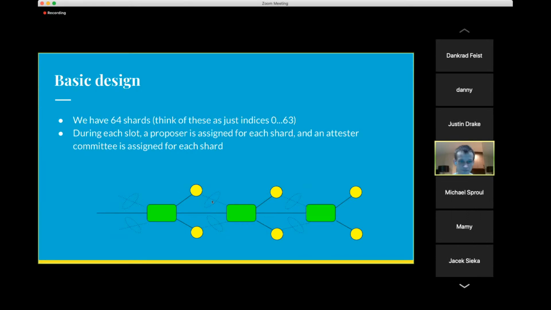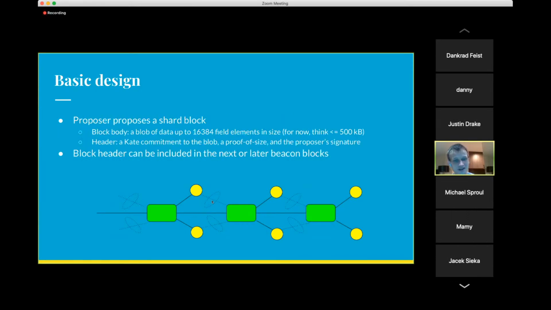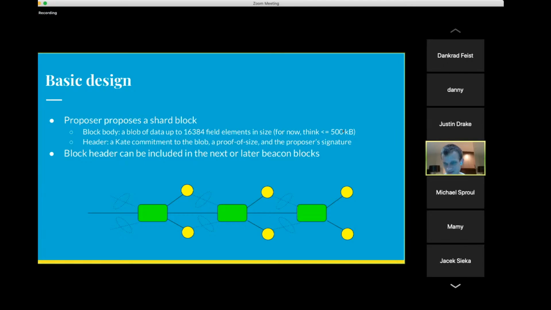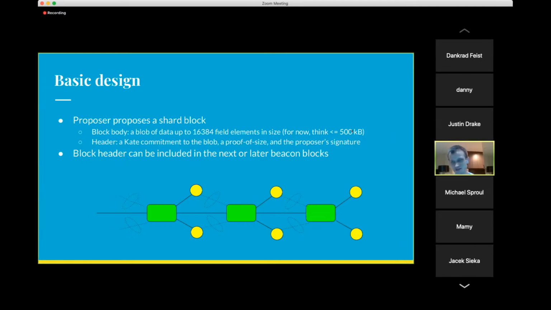So basically, what's going on here is that you have these beacon blocks, and then you have these shard blocks, and a shard block has the block body, which is just a blob of data up to 16,384 field elements in size. So that just means up to half a megabyte. There is an EIP 1559-like mechanism in place, so it would be targeted so that on average these things are half full. But basically, their size can be anywhere from 0 to about half a megabyte.